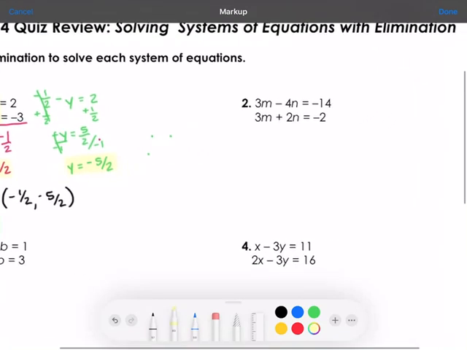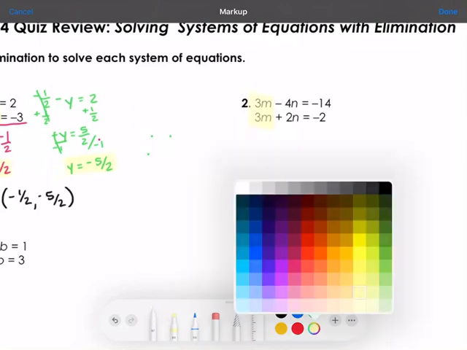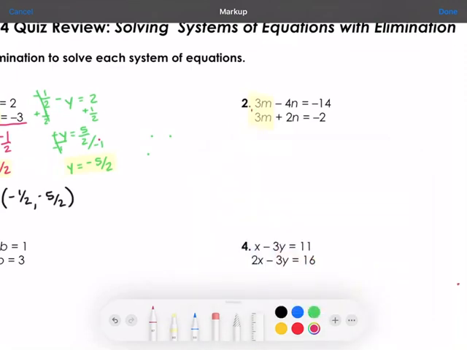Once again, I kind of want to get a strategy before I start. My goal is to eliminate a variable. So if I look at the m's, I have 3m and 3m. Right now they won't cancel out because they're not opposite signs. With the n's, I have negative 4n and positive 2n. They have opposite signs, but they don't have the same number, so they won't actually cancel. So I'll probably deal with my 3's and try to eliminate that way, but I do need to multiply one equation by negative 1 so that I can change one of them from a positive to a negative.